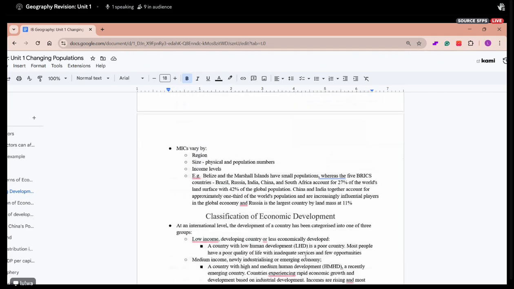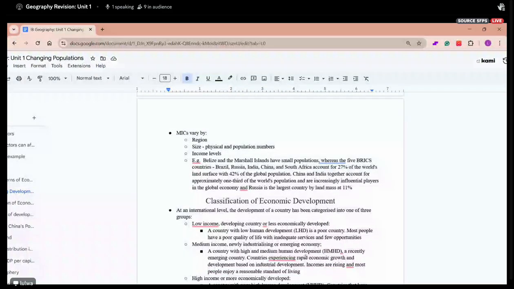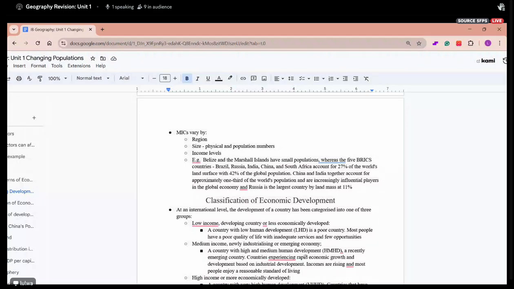MICs vary by region, by size, and by income level. For example, Belize and Marshall Islands have small populations, whereas the five BRICS countries account for 27% of the world's land surface. So they do vary in size. However, they're in the same category.